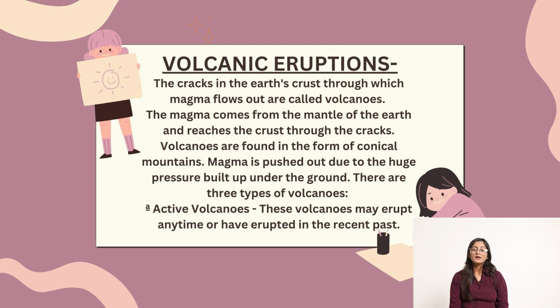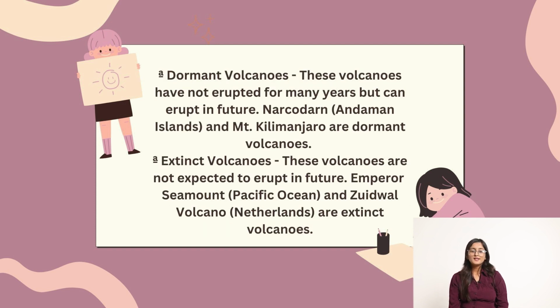Active volcanoes. These volcanoes may erupt any time or have erupted in the recent past. Dormant volcanoes. These volcanoes have not erupted for many years but can erupt in future. Narcondam in the Andaman Islands and Mount Kilimanjaro are dormant volcanoes. Extinct volcanoes. These volcanoes are not expected to erupt in future. Emperor Seamount in the Pacific Ocean and Zuidwal volcano in the Netherlands are extinct volcanoes.